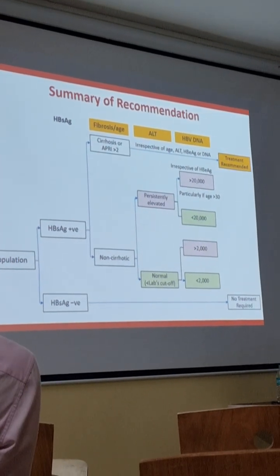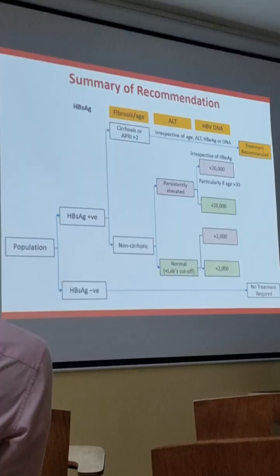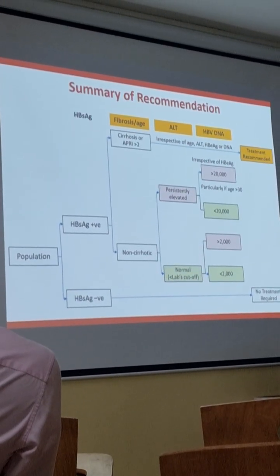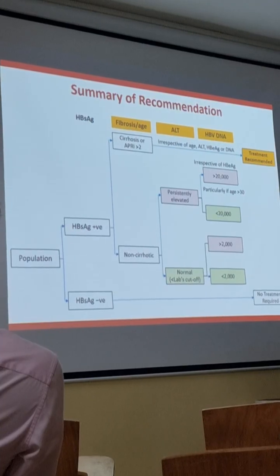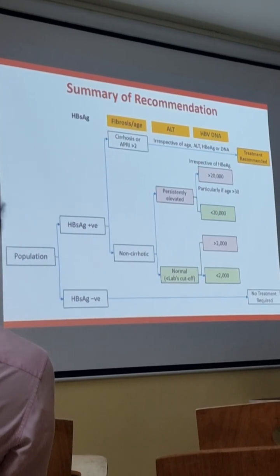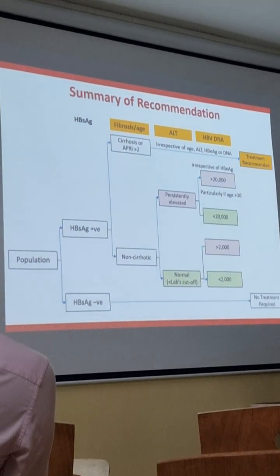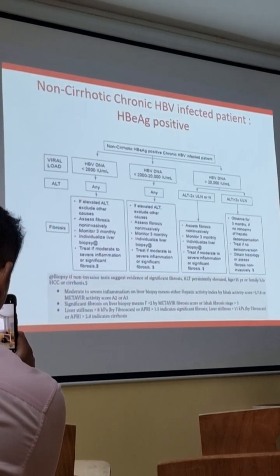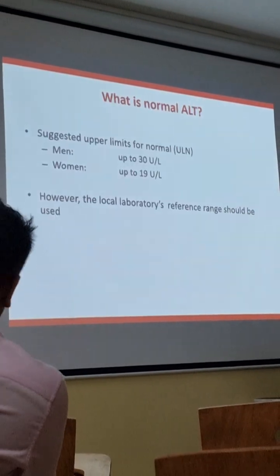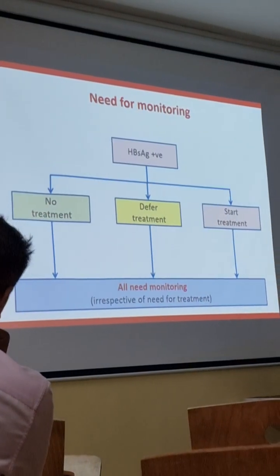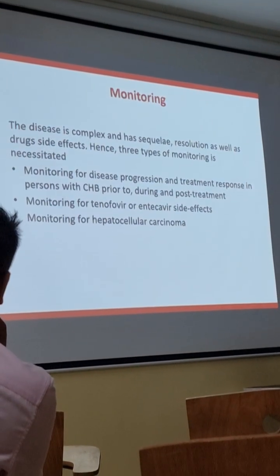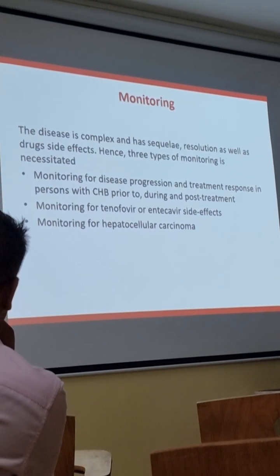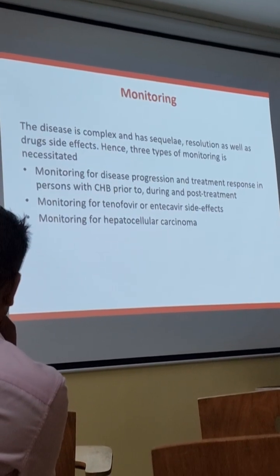But if the patient does not have cirrhosis, liver enzymes are high, but the viral load is in the range of 2,000 to less than 20,000, you do not treat. You just monitor every 6 months. Every 6 months, we repeat the viral load. If the viral load increases, then we start treatment. We will also monitor while the patient is on treatment with ultrasound and alpha-fetoprotein every 6 months.